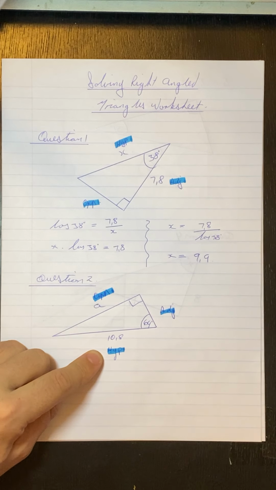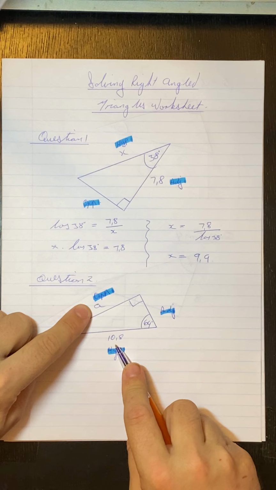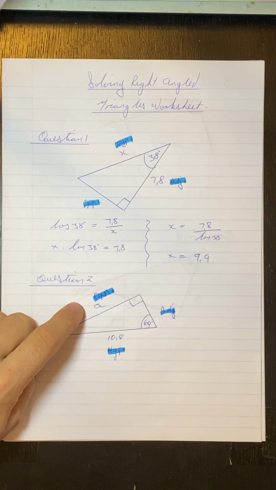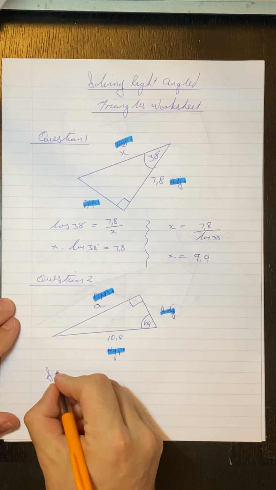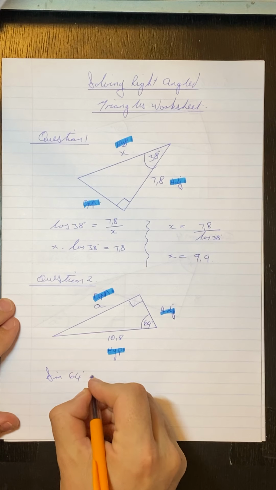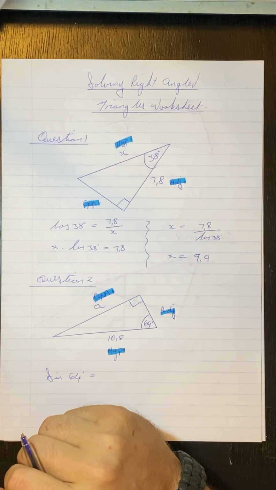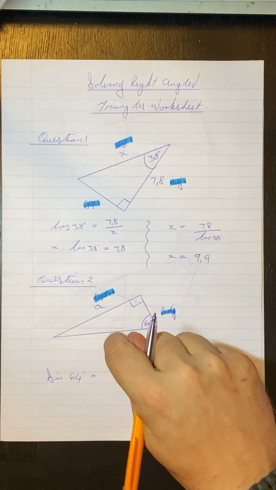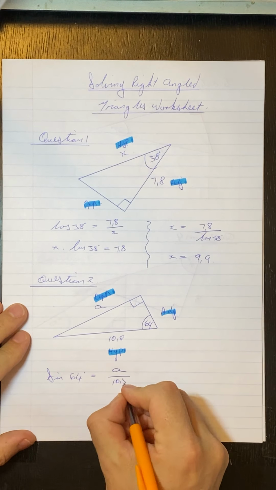So we want this one, the A. We know this one. So which trig function has that combination of opposite and hypotenuse? It is sine of the angle. So we know that sine 64 will be equal to, now if you listen to your little rhyme, what is it? Silly old hens, so opposite over hypotenuse. So that'll be A over 10.8.